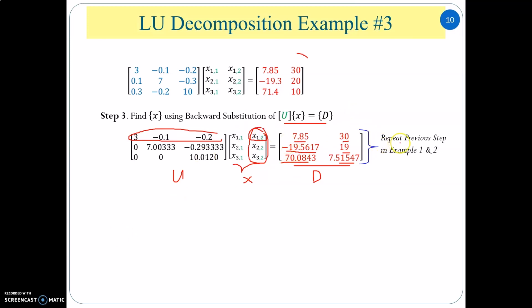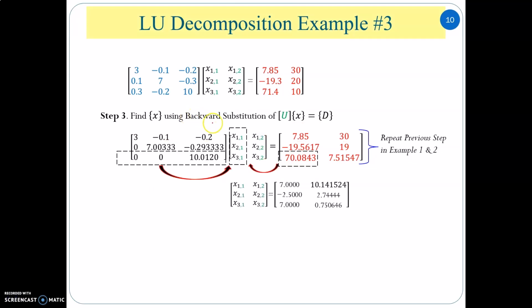So we are just repeating the previous steps in examples 1 and 2 to find your X matrix. So you should see the steps are similar. In general, for the backward substitution, we start from the last row, multiply with the column here, give you this answer. And from this equation, we can find the x31, which is equal to this answer. And if you continue for the second row, multiply with this column, you obtain this answer. Continue with the first row, multiply this column, you get this answer.